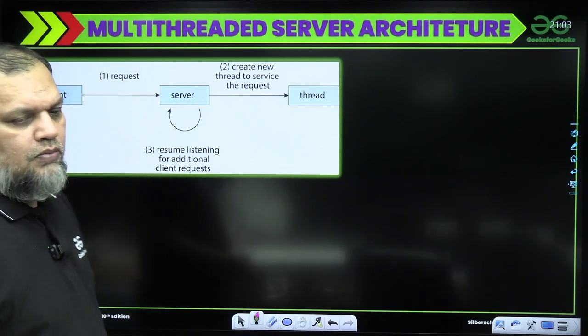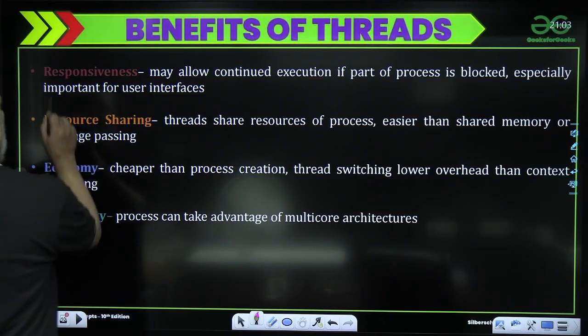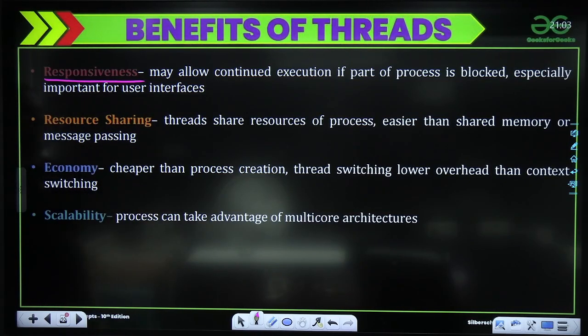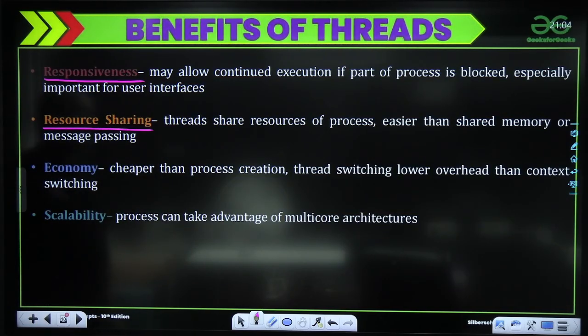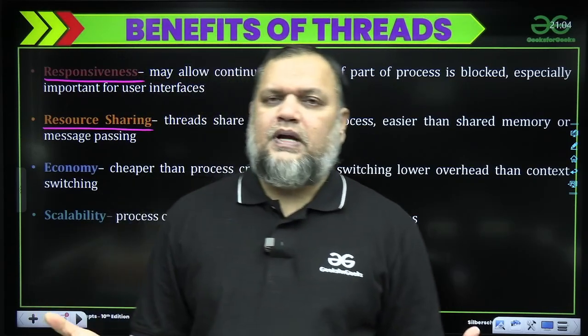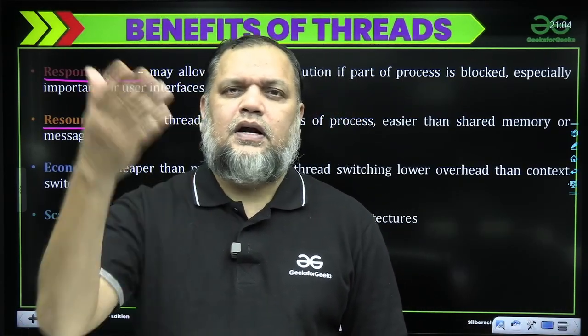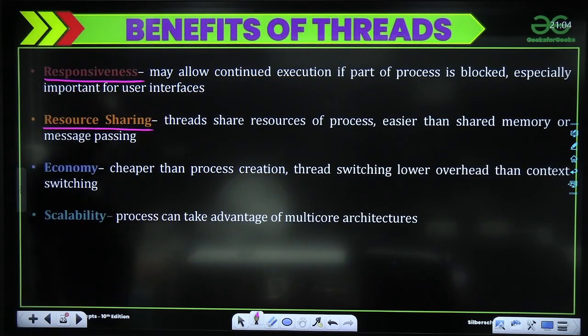So I will write down the important benefits of multi-threading. Here I can say benefits. The first, interactiveness or responsiveness, will improve like anything. It may allow continued execution if part of the process is blocked, especially important for user interfaces. As I said, the major motivation for multi-threading is resource sharing. Threads share the resources of the process, that is the address space, which is easier than shared memory or message passing. If I go for IPC mechanisms for communication, then it becomes very slow. Rather than that, I can have shareable global data shared between two threads, which makes the communication very easy.